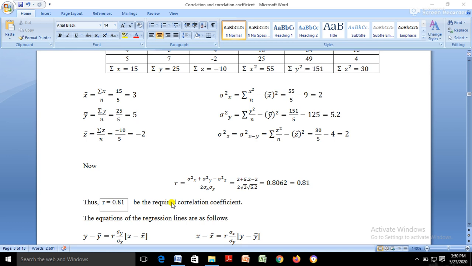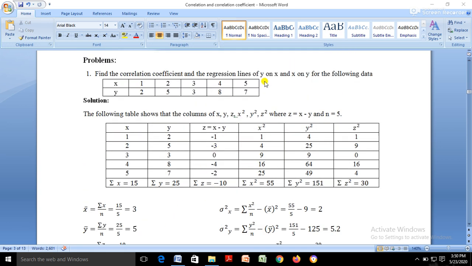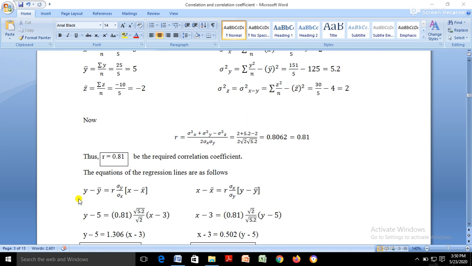So always the r value lies between minus 1 to plus 1. I have told in the note. Next, in the question, they ask the regression line. So the equations of regression lines are as follows. Already told the formula: y minus y bar equal to r into sigma y divided by sigma x into x minus x bar, and x minus x bar equal to r into sigma x divided by sigma y into y minus y bar. So in this formula, put the y bar value, r, sigma y, sigma x, x bar value.